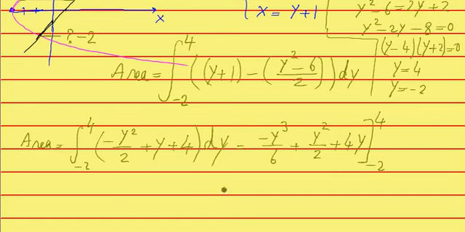Okay, so we are going to go ahead and plug these numbers. Let's see what happens. I plug 4 here, I'll get minus 64 over 6, and then it's going to be 16 over 2 plus 16, and then I plug minus 2 in it. Minus 2 cubed is minus 8, with another minus makes it 8. Next number is going to be 4 over 2, and next number is minus 8.